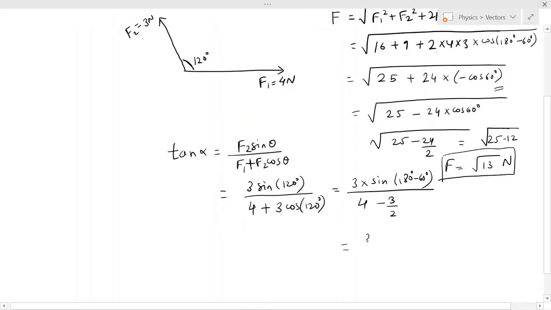So this becomes 3 into sine of 180 minus 60, which is nothing but sine of 60, divided by 8. So 2 into 4 is 8. 8 minus 3 divided by 2.